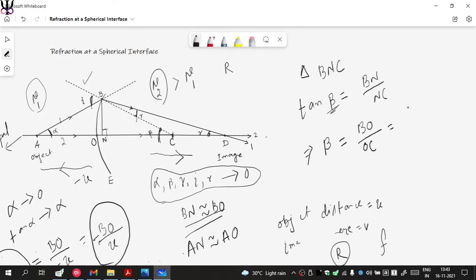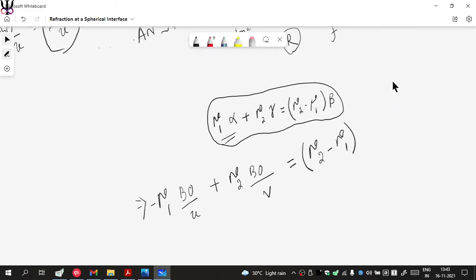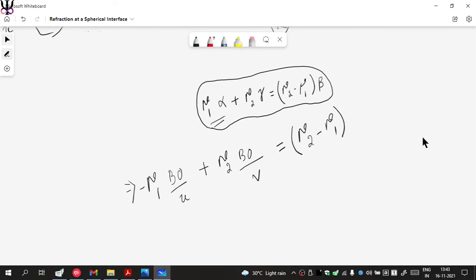But keeping BO as it is, what is OC? From the pole or the origin to C, it is the radius of curvature of the spherical interface, R, and we are measuring it from O to C. Again, we are following the same positive x direction, so it is going to be BO upon R. So beta is BO upon R.